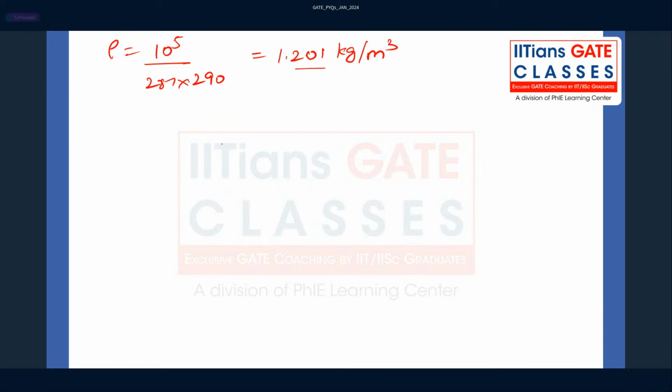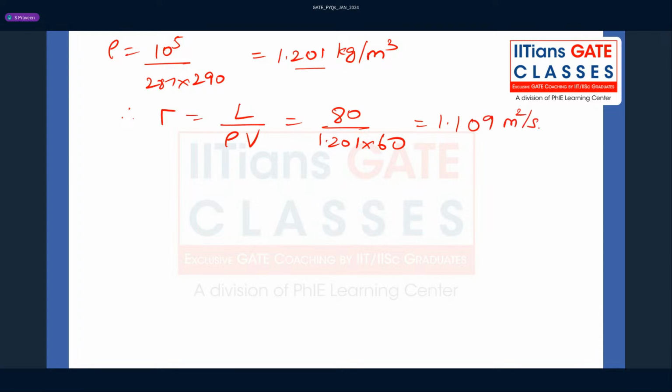So what will be my circulation? It is L by rho v. Substitute the values: 80 by 1.201 times 60. If you simplify this, you will get around 1.109 meter square per second. So bracket this again. This is my required circulation.